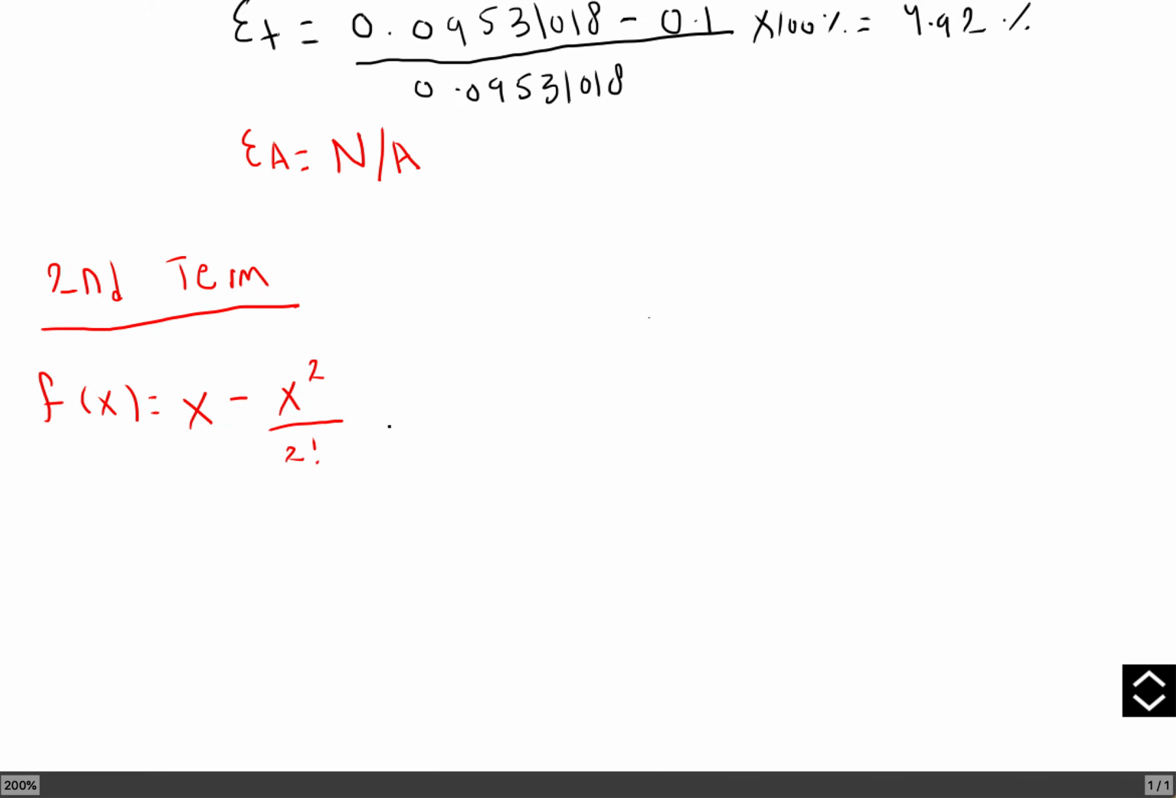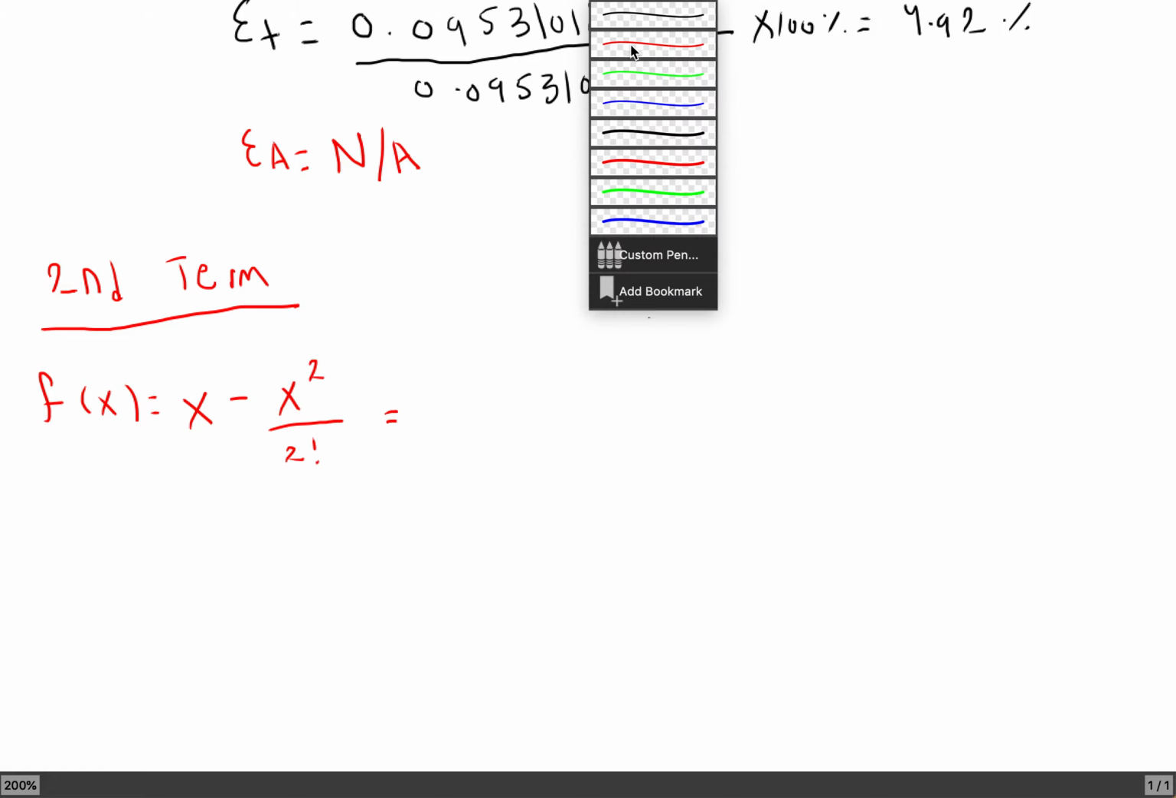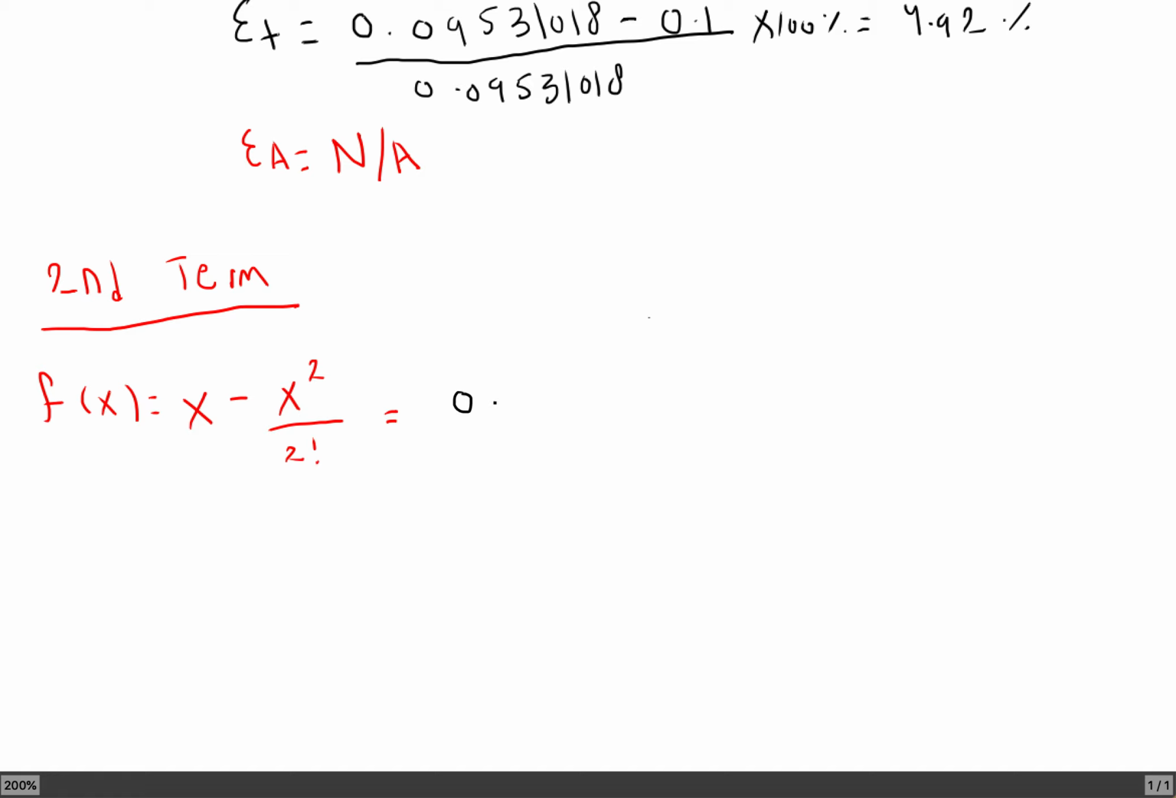And then if you plug this in your calculator, you have to use 0.1 for the value of x. If you work this out, you're going to get 0.1 minus 0.1 squared over 2, and then work it out in your calculator and you're going to get a value of 0.095. So this is your approximation using the Maclaurin series for ln 1.1 using two terms.